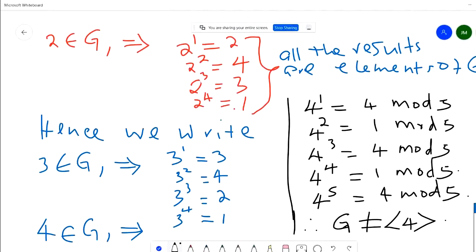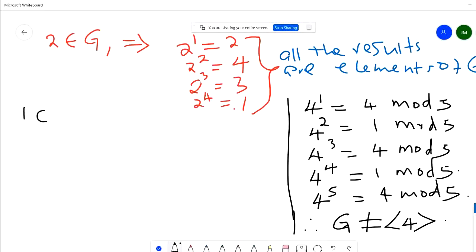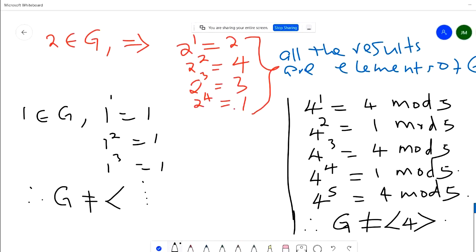If you check for 1, the element 1 of G, 1 is a member of G. So if you raise 1 to various powers, you just get 1. So 1 power 1 is 1 modulo 5, 1 power 2 is 1, 1 power 3 is 1. So it goes on. And therefore G is not generated by that element 1.